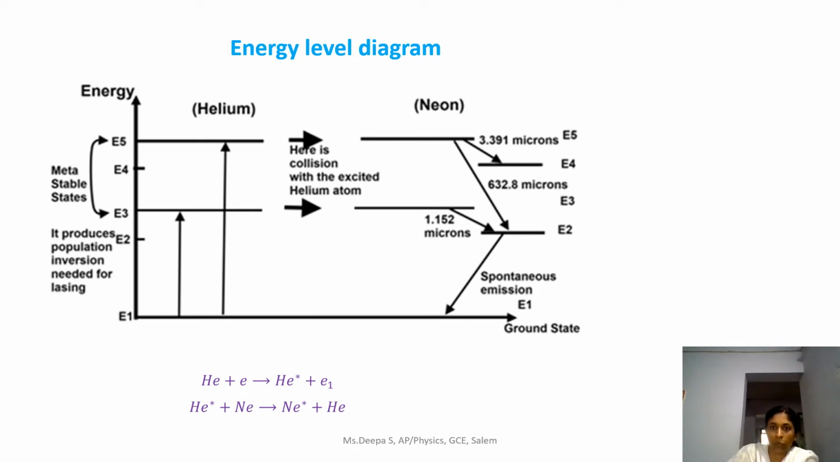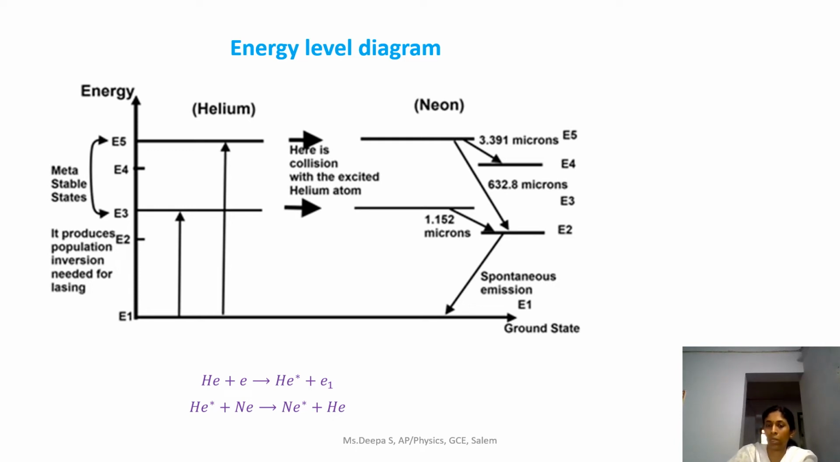When the neon transfers from E5 to E4, the band gap is very small, and it emits laser light at a wavelength of 3391 angstrom. When neon jumps from the level E5 to E2, the band gap between E5 and E2 is very large, and the laser is in the range of 6328 angstrom.